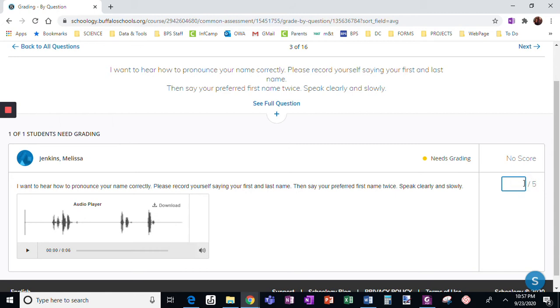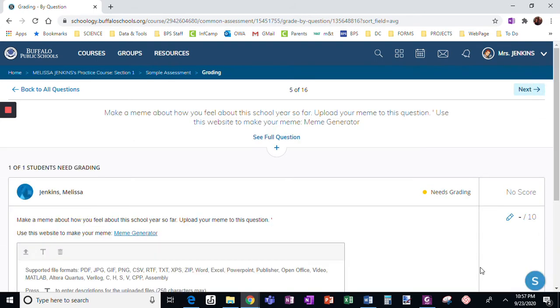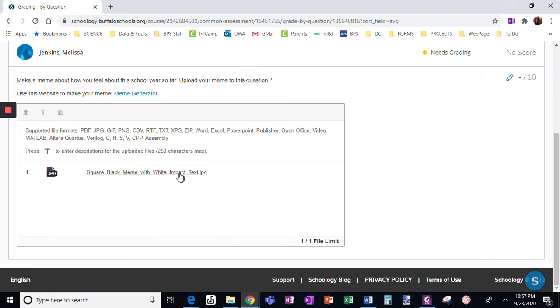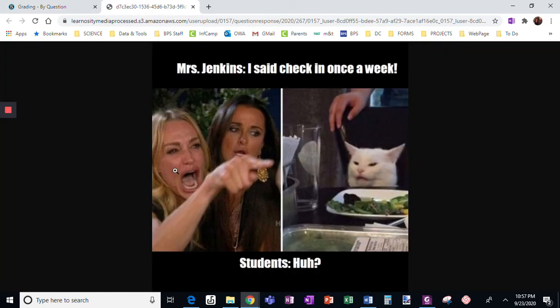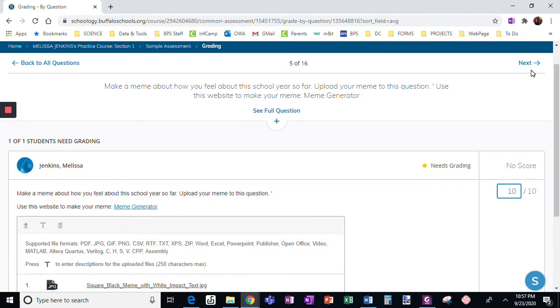Okay, this mostly followed the directions, didn't say the name quite enough times. I'm going to give a 4. There was no video submitted. I'm going to give a 0. Okay, I'm going to have a look at this meme that was supposed to upload. Well, that made me laugh. Okay, so I am going to give a 10. That actually followed the directions. All right, and go next.